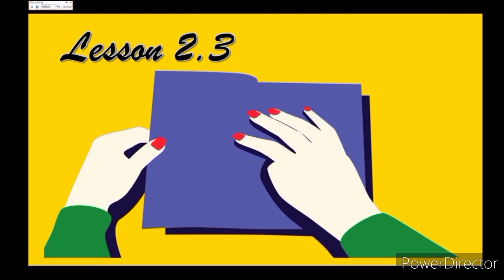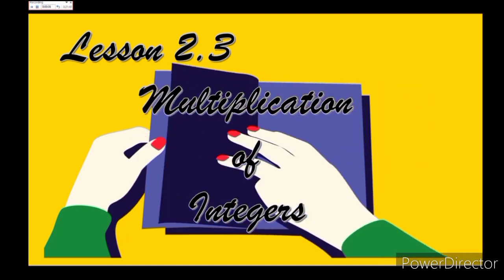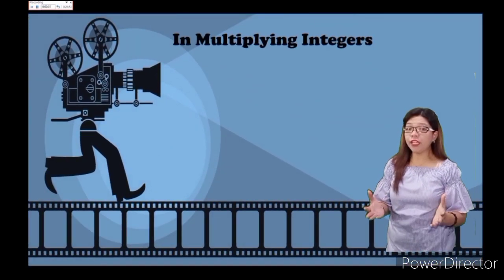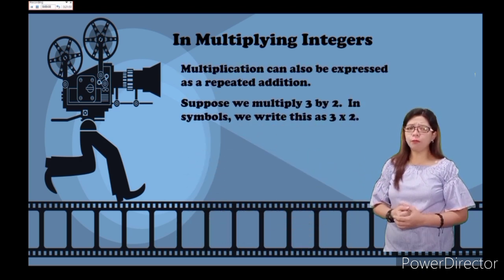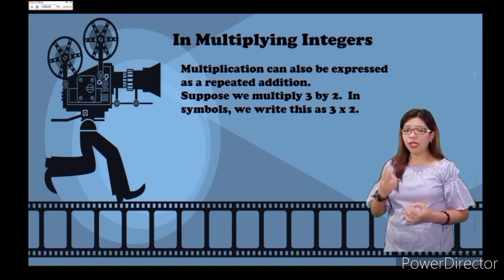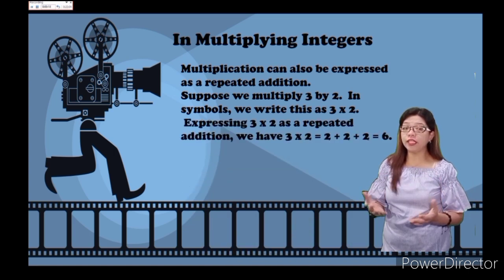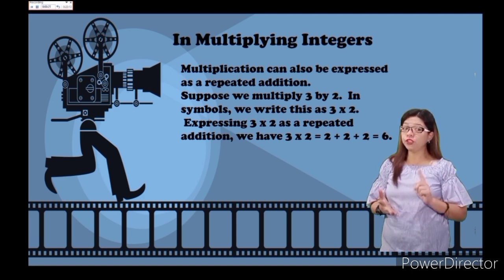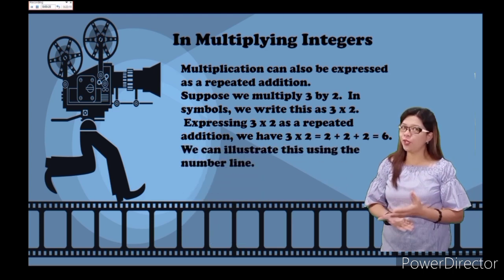Lesson number 2.3. Multiplication of integers. Multiplying integers. Multiplication can be expressed as a repeated addition. Suppose we multiply 3 by 2. In symbols, we write this as 3 times 2. Expressing 3 times 2 as a repeated addition, we have 3 times 2 is equal to 2 plus 2 plus 2 is equal to 6. We can illustrate this using a number line.